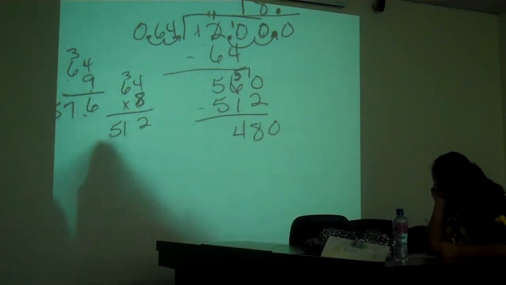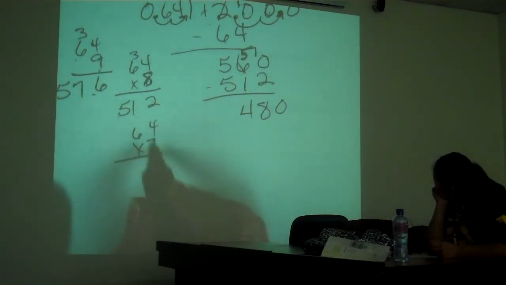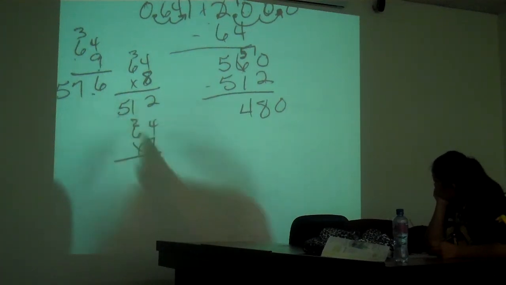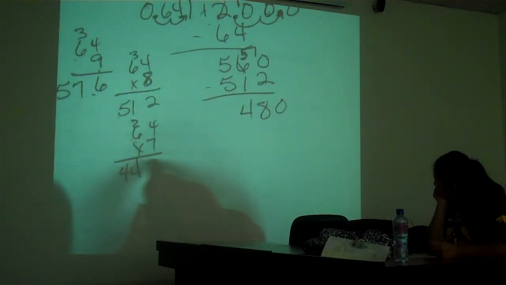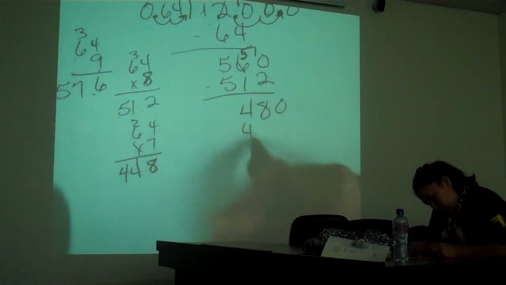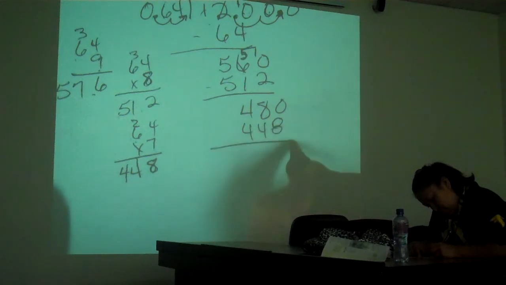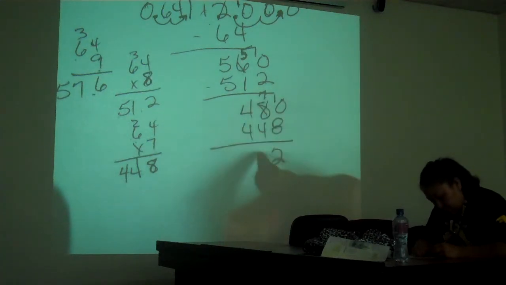Okay, 480 would be, let's try the one under 8. 64 times 7. 7 times 4 is 28. 7 times 6? 42. Plus 2 is 44. That's why you need to know your multiplications, okay? And this one, we'll use 7. It's not too big. 7 times 64 is 448. We need to borrow again. 10 minus 8 is 2. 7 minus 4 is 3.